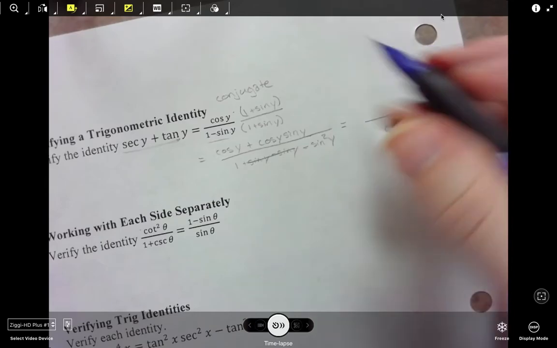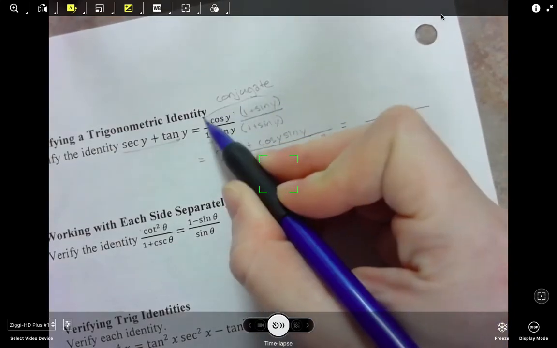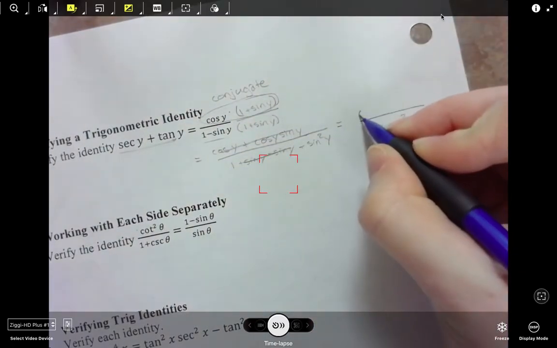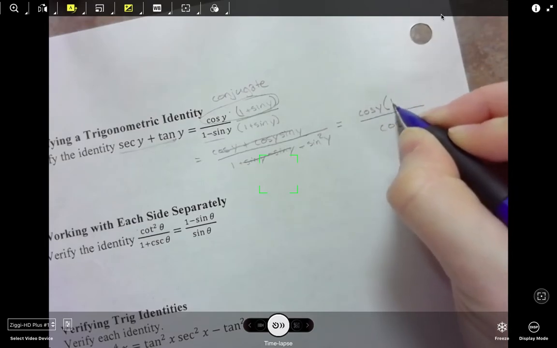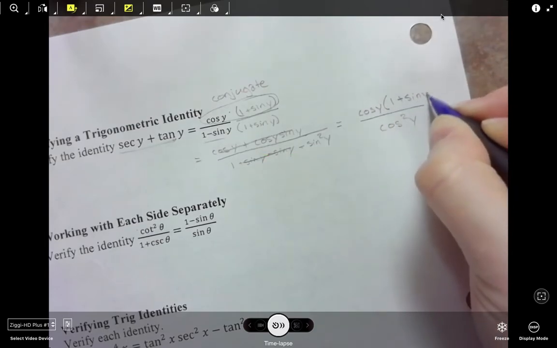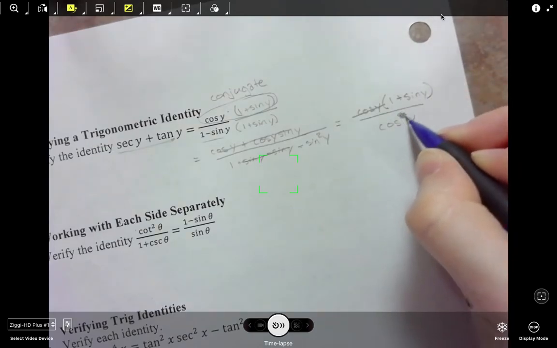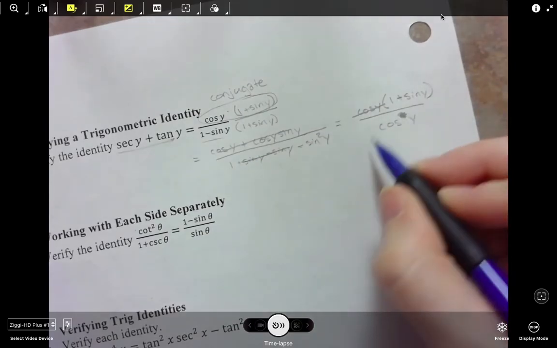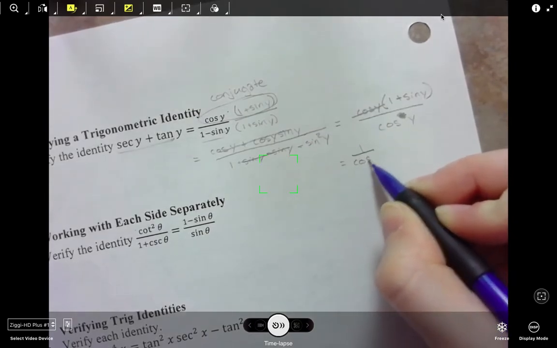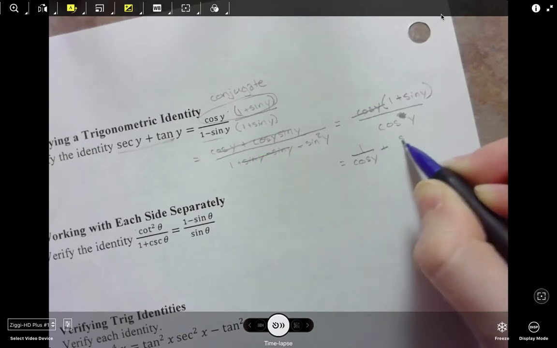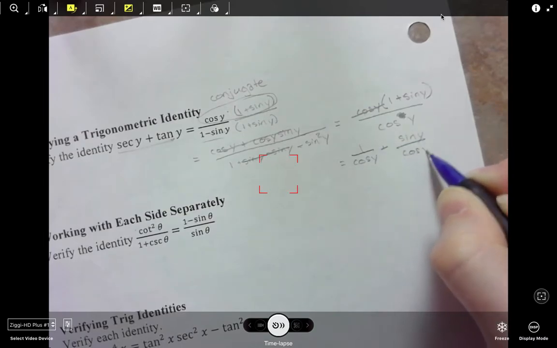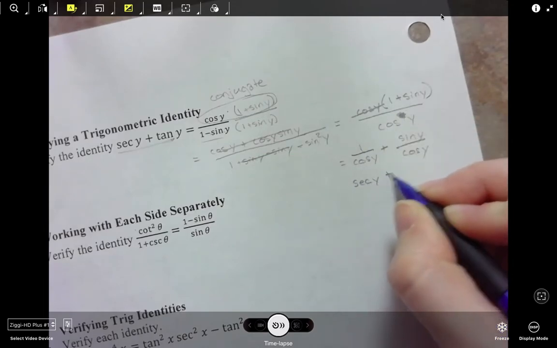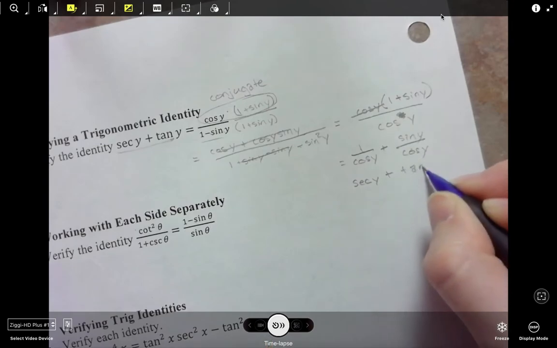Kind of thinking maybe I didn't want to distribute this through. I'm going to go back up to this step where I just had this piece and write it like that. So don't write it multiplied together, because I'm going to cancel one of those cosines out. This cosine will cancel with one of these. So I have 1 plus sine of y over cosine of y. And that can break down into 1 over cosine y plus sine of y over cosine of y. Well, 1 over cosine y is secant of y, and sine over cosine is tangent of y.